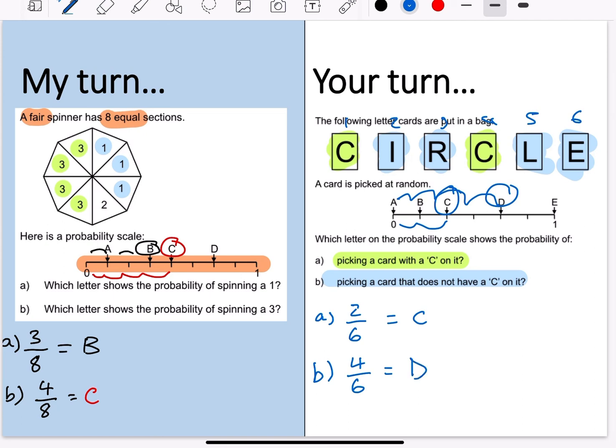This is because our scale has been split up into the same number of sections as our options. There's 6 sections, there's 6 options. If this was not the case, you would have to make sure you are picking the correct scale, so writing it down as a fraction might be helpful. Use these examples to have a go at the next set of questions.